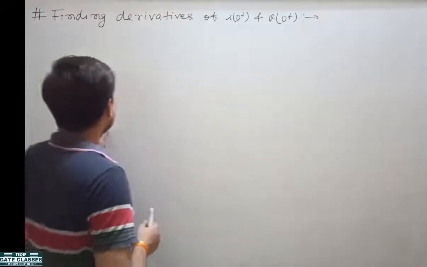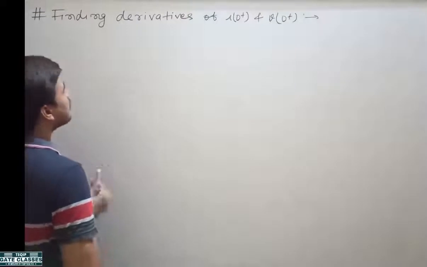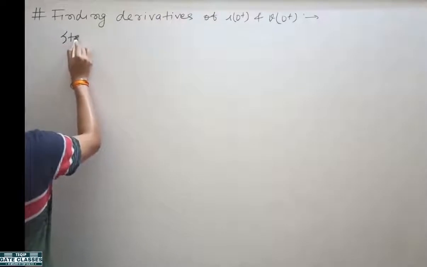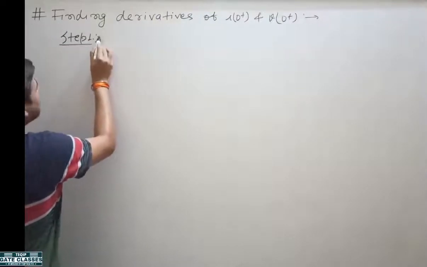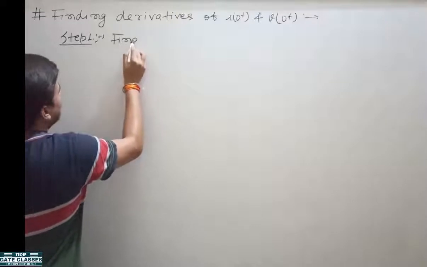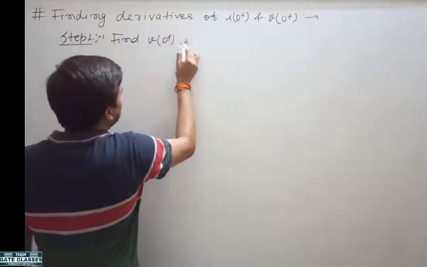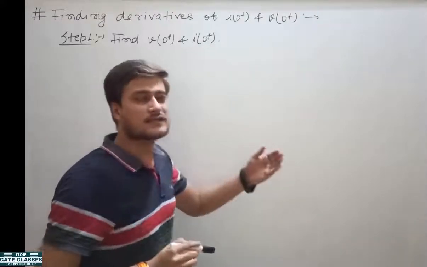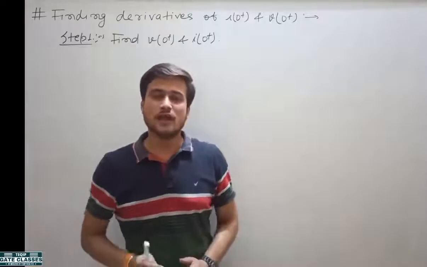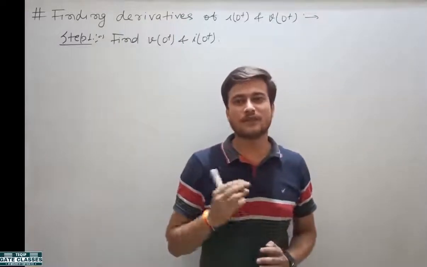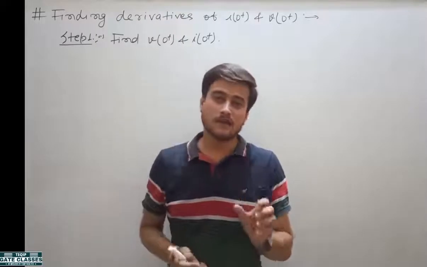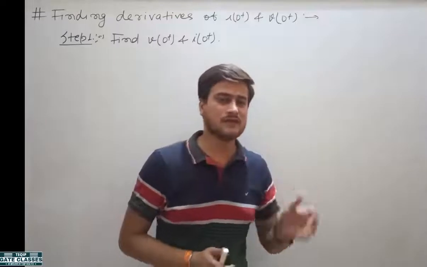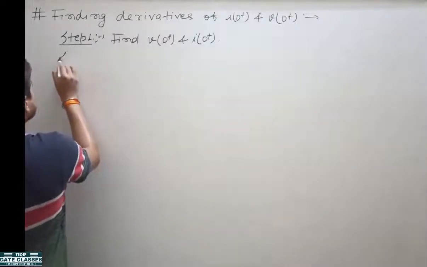So there are some steps to find derivatives of I0 plus and V0 plus. Step 1: the circuit will be given to you. Find V0 plus and I0 plus. That means if there is an inductor in the circuit, then you will find I0 plus. If there is a capacitor in the circuit, then you will find V0 plus. And if both the elements are present, then you will find I0 plus as well as V0 plus. Clear?